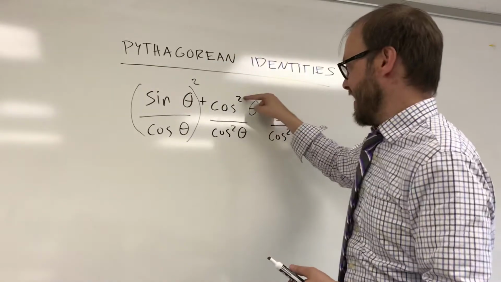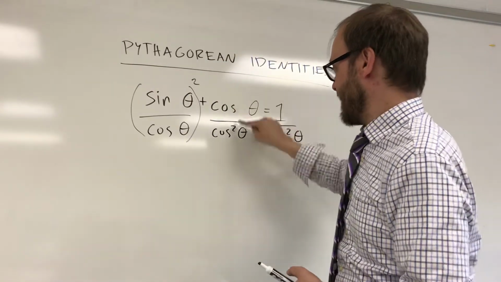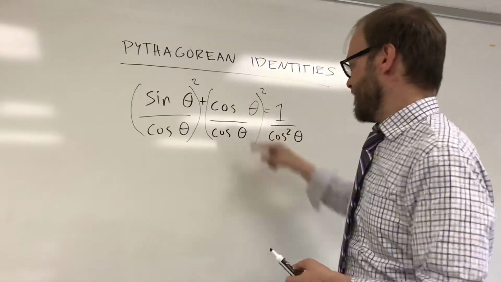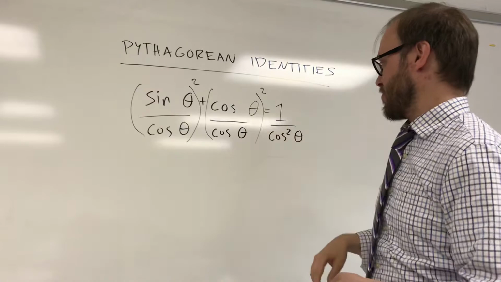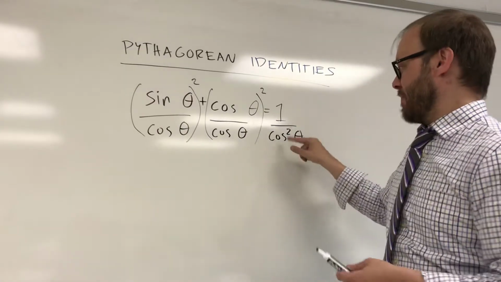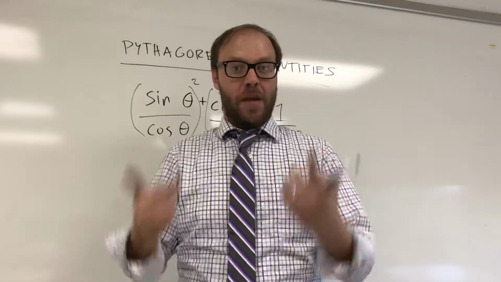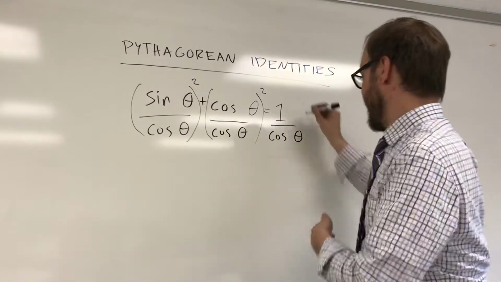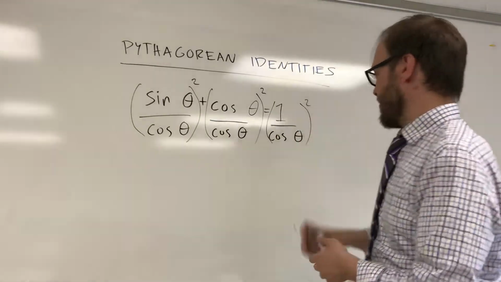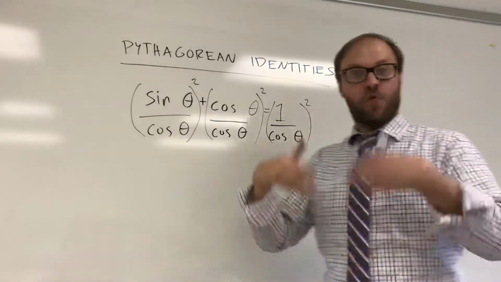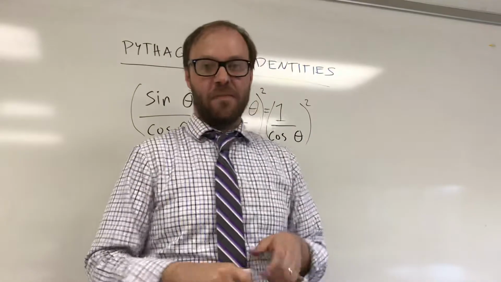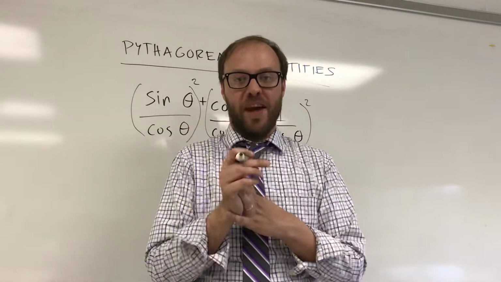Same thing here. I'm going to rewrite this as the cosine of theta divided by the cosine of theta, that whole thing being squared. Same thing over here. 1 squared is still 1. So I'm going to write it as 1 over cosine of theta squared. We were supposed to have a cosine squared down there, still the same thing. And we can simplify this.